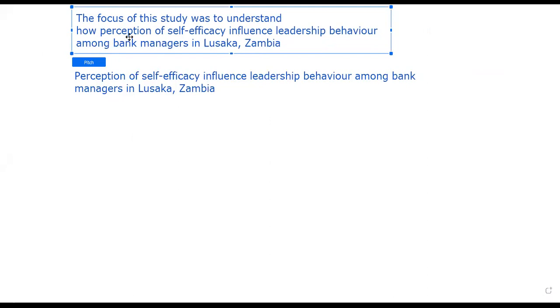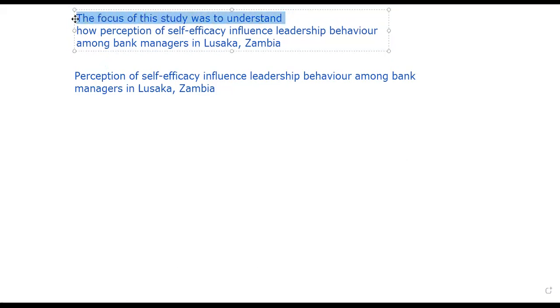Alternatively, you can just say assessing, or examining, the perception of self-efficacy, influence, or leadership, and so on. In other words, you can even omit these words, or say understanding the perception of self-efficacy, and that's still fine. But try as much as possible to stick to the words used in this.